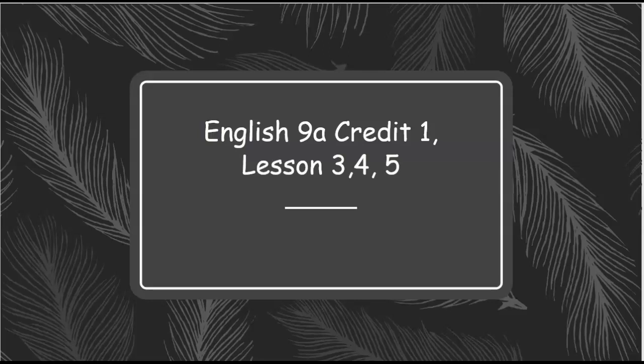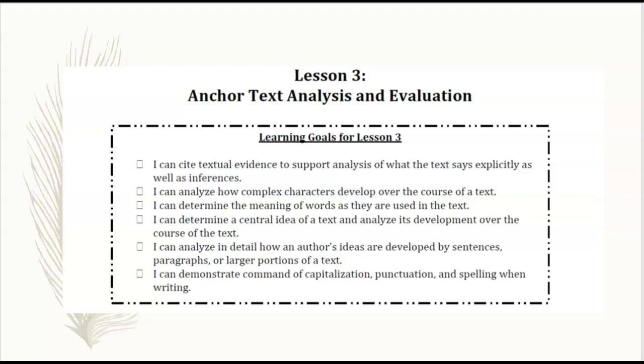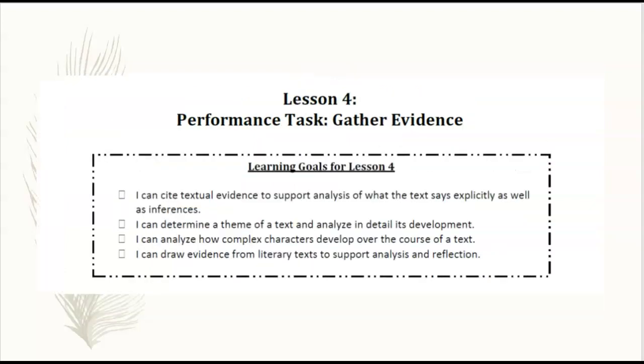We're going to finish Credit 1 of English 9A today. Lesson 3 of English 9A is your mastery check, so you're going to be doing that on your own. Make sure you are citing evidence for the answers that you're choosing and write them on those lines. For Lesson 4, we're going to be going through evidence. We're going to be finding more textual evidence. We're going to be charting it, and this stuff will really help you with your performance task in Lesson 5.